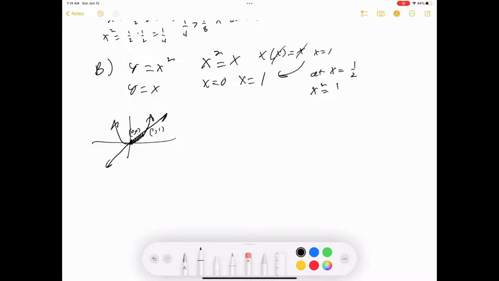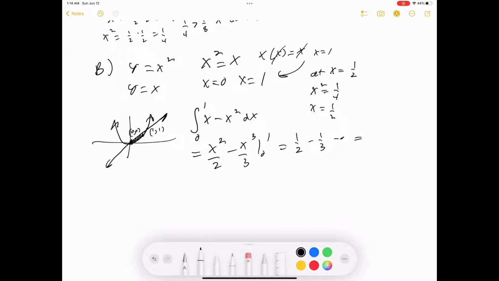So now we're going to set up the integral, which is going to be from 0 to 1, of course, and then it's going to be x minus x squared, because x is the function on top. We're basically, if you could imagine it, taking the area under the curve of x from 0 to 1, and then we're taking the area under the curve of x squared, right? So the difference between those curves is going to be that little area. So x integrated is x squared over 2, x squared integrated is x cubed over 3, 1/2 minus 1/3 is 1/6.